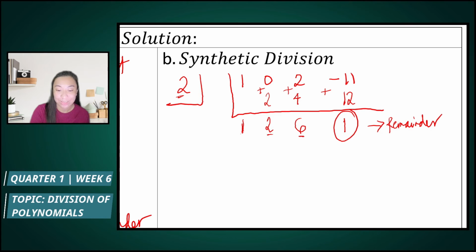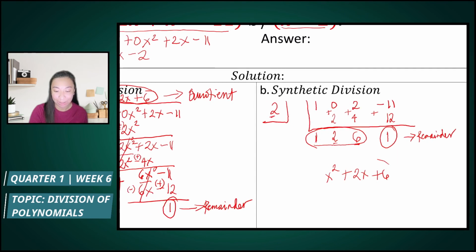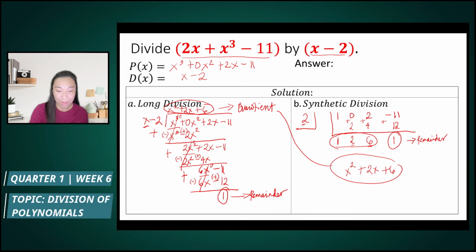And, of course, these 3 here will be the coefficients of our quotient. So, the second to the last, which is positive 6, will be our constant, followed by the linear term, and then for the x squared. So, 2x, and then plus x squared. So, if we are going to compare, we came up with the same answer.